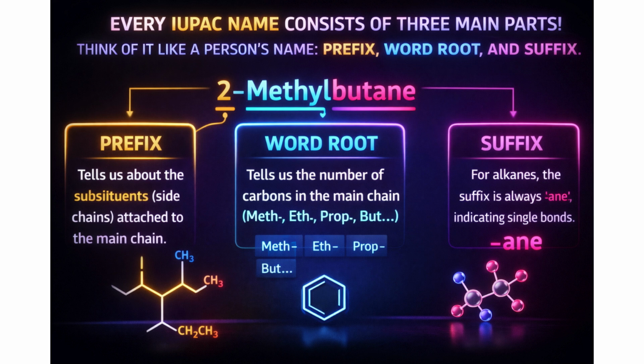Finally, we have the prefix. This part handles the extras. It tells us about the substituents, or the side chains, that are attached to that main carbon chain. When you put them all together, prefix, root, and suffix, you get a precise map of the entire molecule.